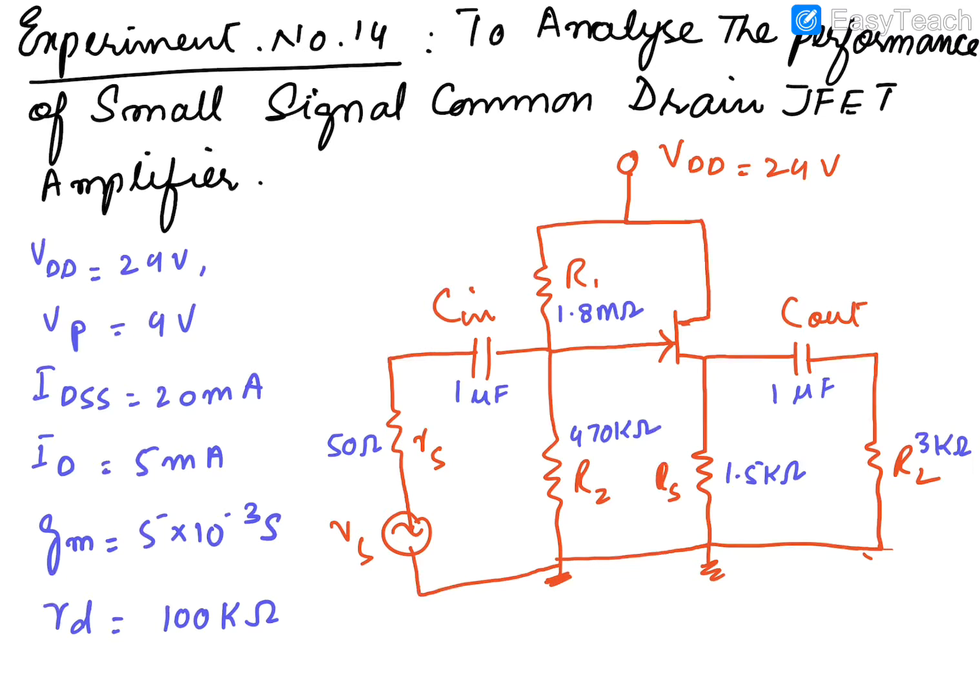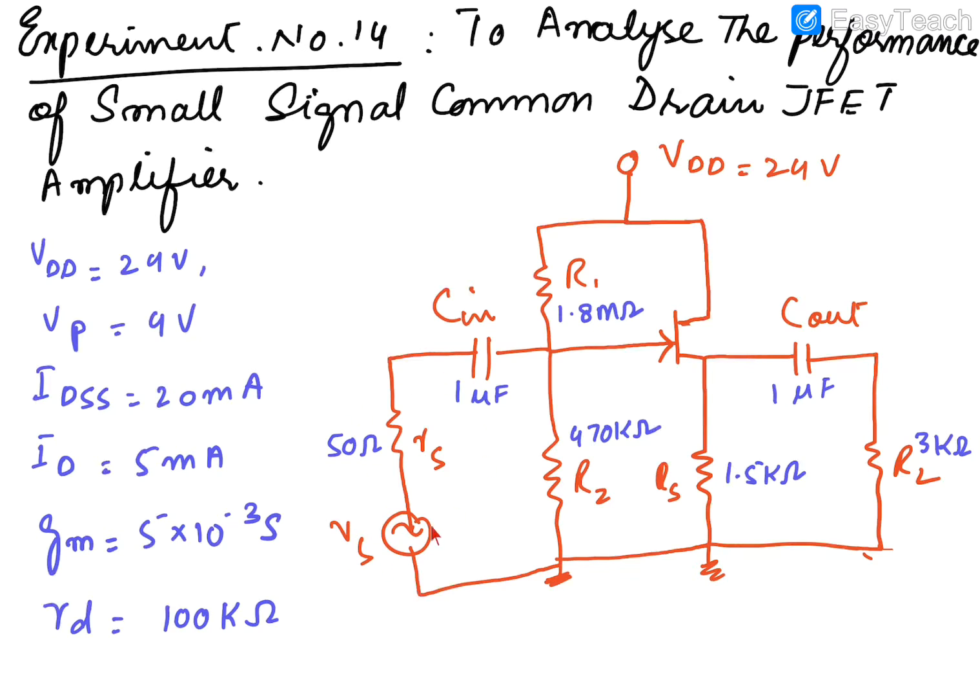So as you can see in the figure, the drain is common with respect to source and gate because it is directly connected to VDD. The VDD is set to 24 volt in this case. R1 is 1.8 mega ohms, R2 is 470 kilo ohms, RS, the source resistance which is connected with the source, is 1.5 kilo ohms. C in and C out are selected to be 1 microfarad.